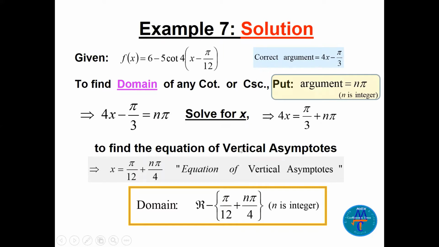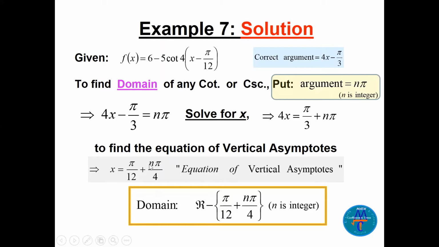Now, we need the domain. That means we have to find the vertical asymptotes, the equation of the vertical asymptotes. That means where the denominator is equal to 0. So put the argument equals n pi, where n is an integer. So 4x minus pi over 3 is equal to n pi. Take pi over 3 to the other side, divide by 4. So x will be pi over 12 plus n pi over 4. This is the equation of the vertical asymptotes.